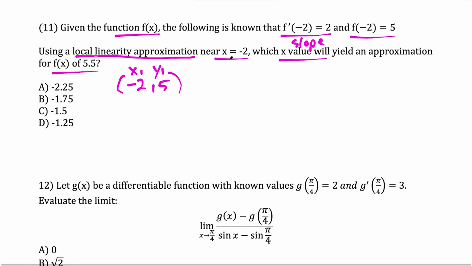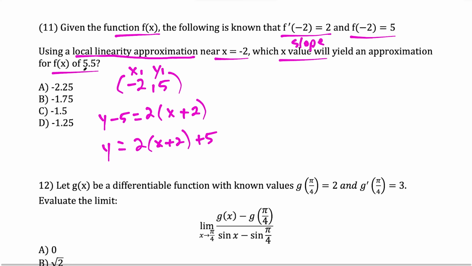So now we just plug into the point slope form equation, and we're going to have y minus 5 equals, the slope is equal to 2. And then we have x minus negative 2. So I could write minus minus 2, or I could just say x plus 2 like this. So now I'm going to add 5 to both sides. We're going to have y equals, and we have 2 times x plus 2, and then we have plus 5.